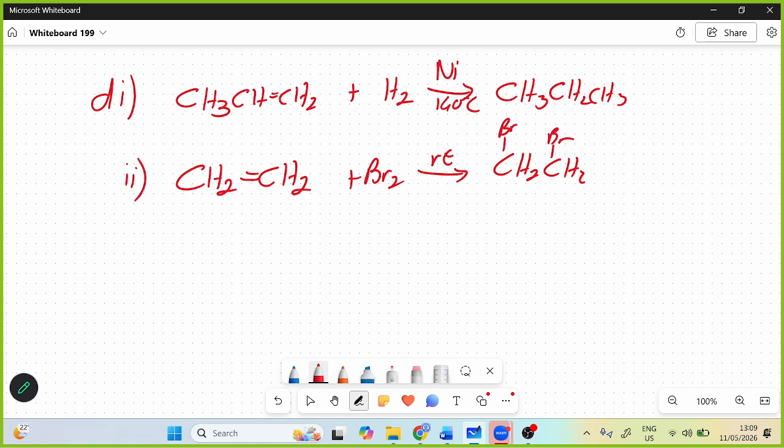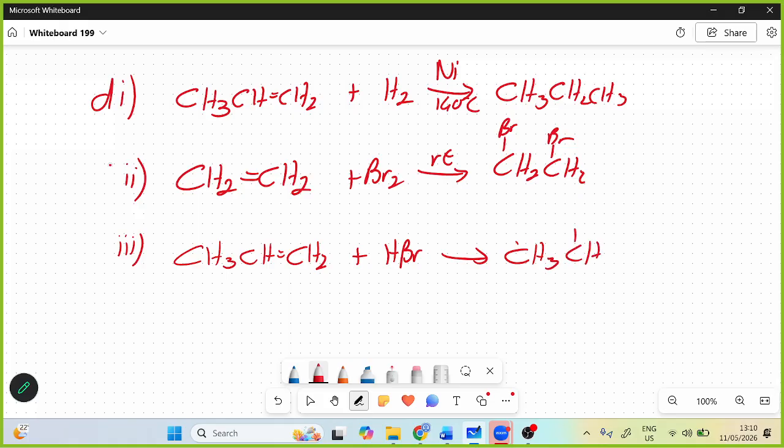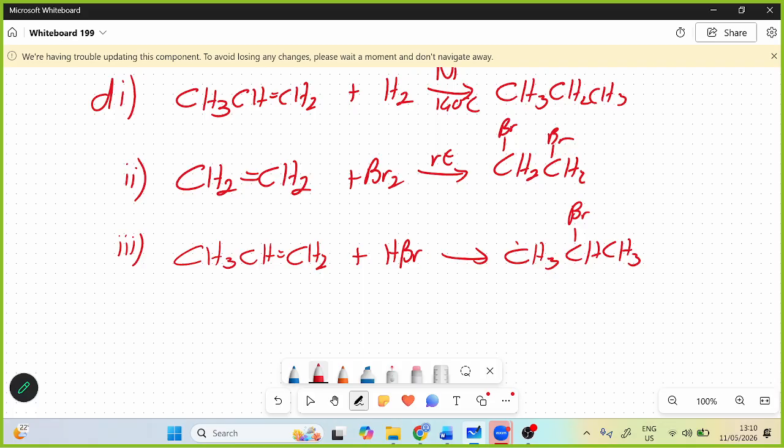You have hydrogen bromide to propene. Here you have to follow Markovnikov's rule as well. Sometimes the question tells you, sometimes it doesn't. It's always assumed you're going to follow Markovnikov's rule, unless he tells you otherwise. But the hydrogen should always go on the carbon that has the most hydrogens.